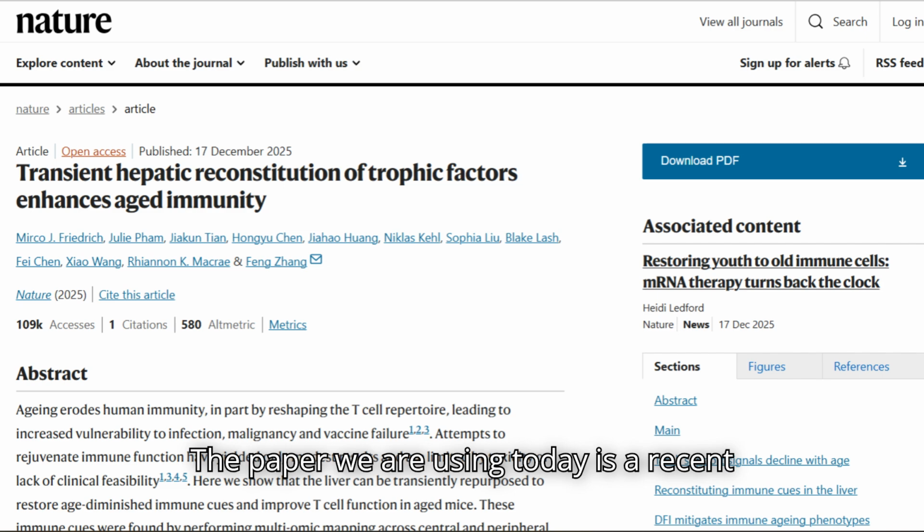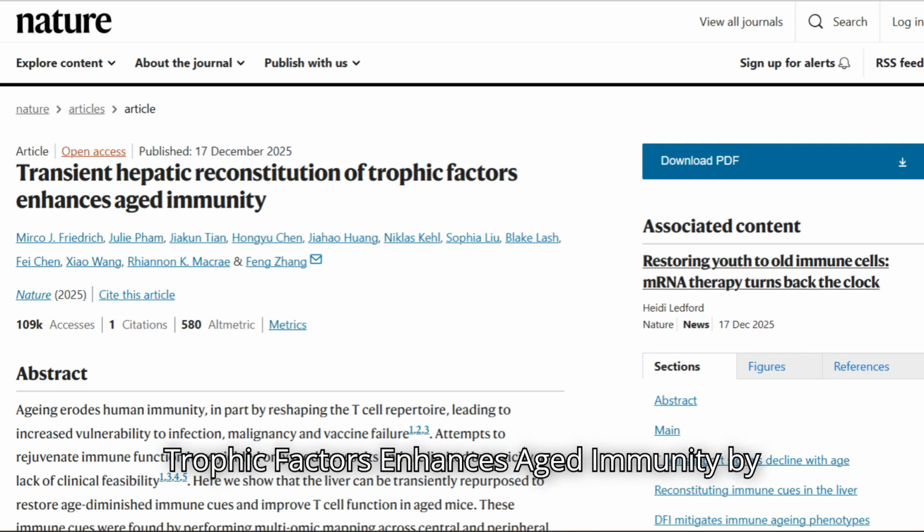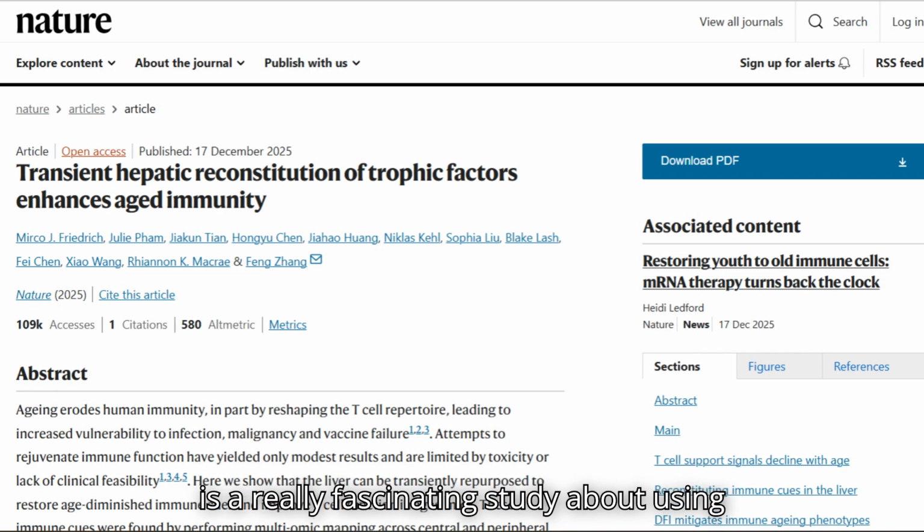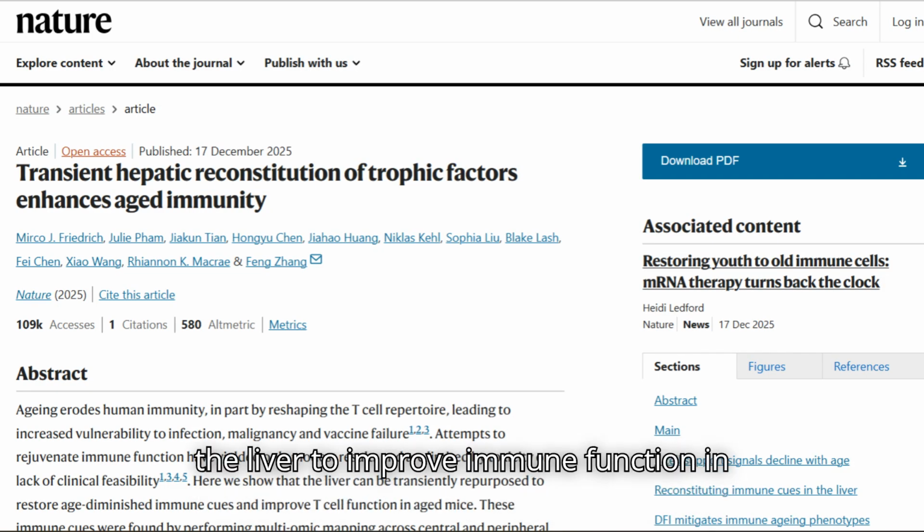The paper we are using today is a recent Nature publication. And I want to emphasize, this is an open access article, which means anyone can read it. The title is Transient Hepatic Reconstitution of Trophic Factors Enhances Aged Immunity, by Mirko Friedrich and colleagues. Published in Nature around 2 weeks ago. And it is a really fascinating study about using the liver to improve immune function in aging.